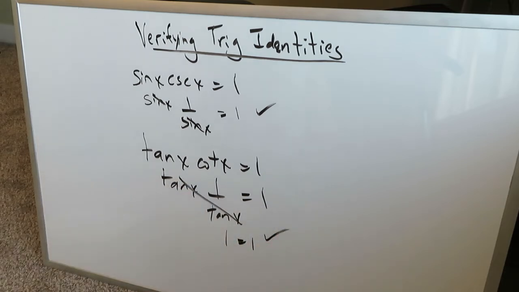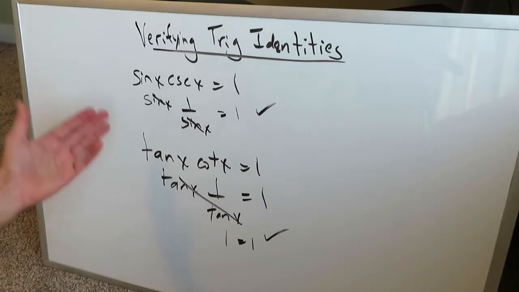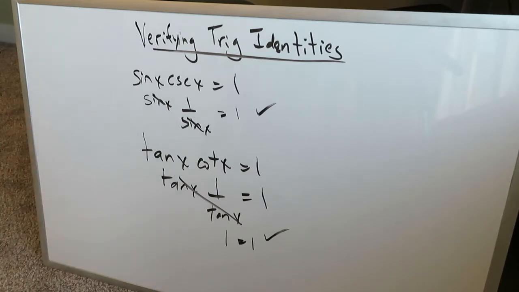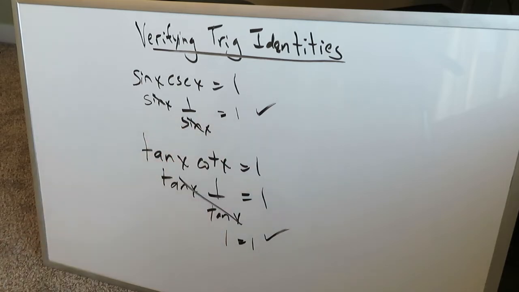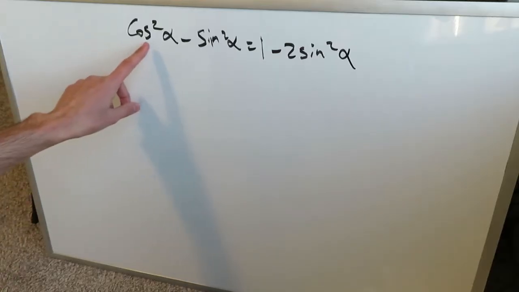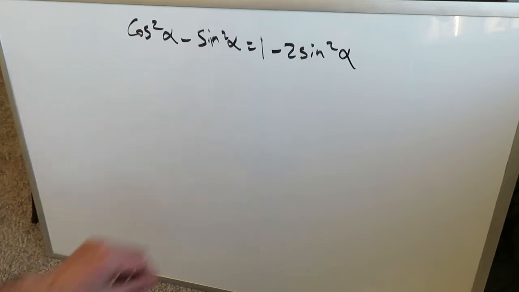So this is pretty much the gist of what we're looking at today, but slightly harder than this, because the verification of trigonometric identities involves proving that the left side is equal to the right side. If you look at this one, cosine square alpha minus sine square alpha is equal to 1 minus 2 sine square alpha, you basically have to prove that the left side is equal to the right side.